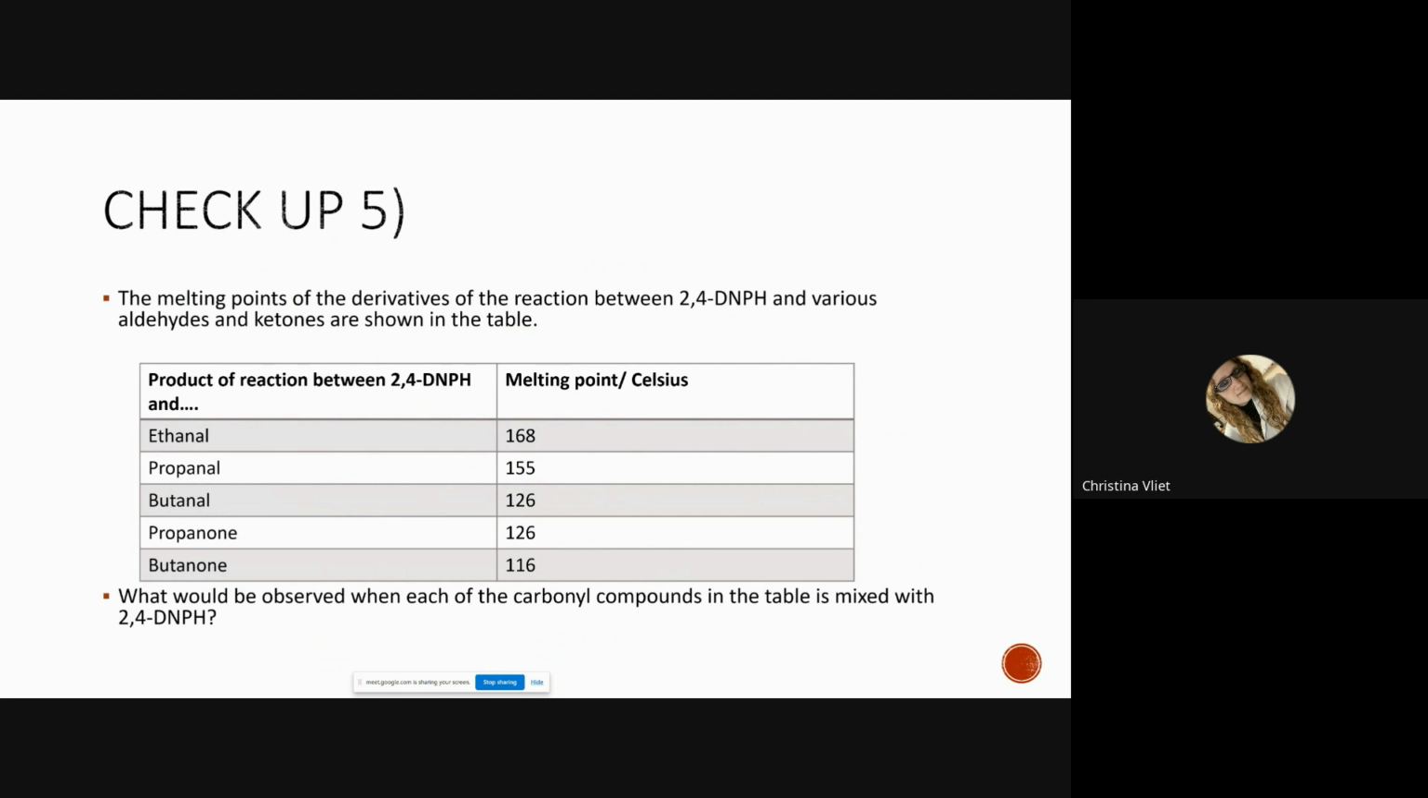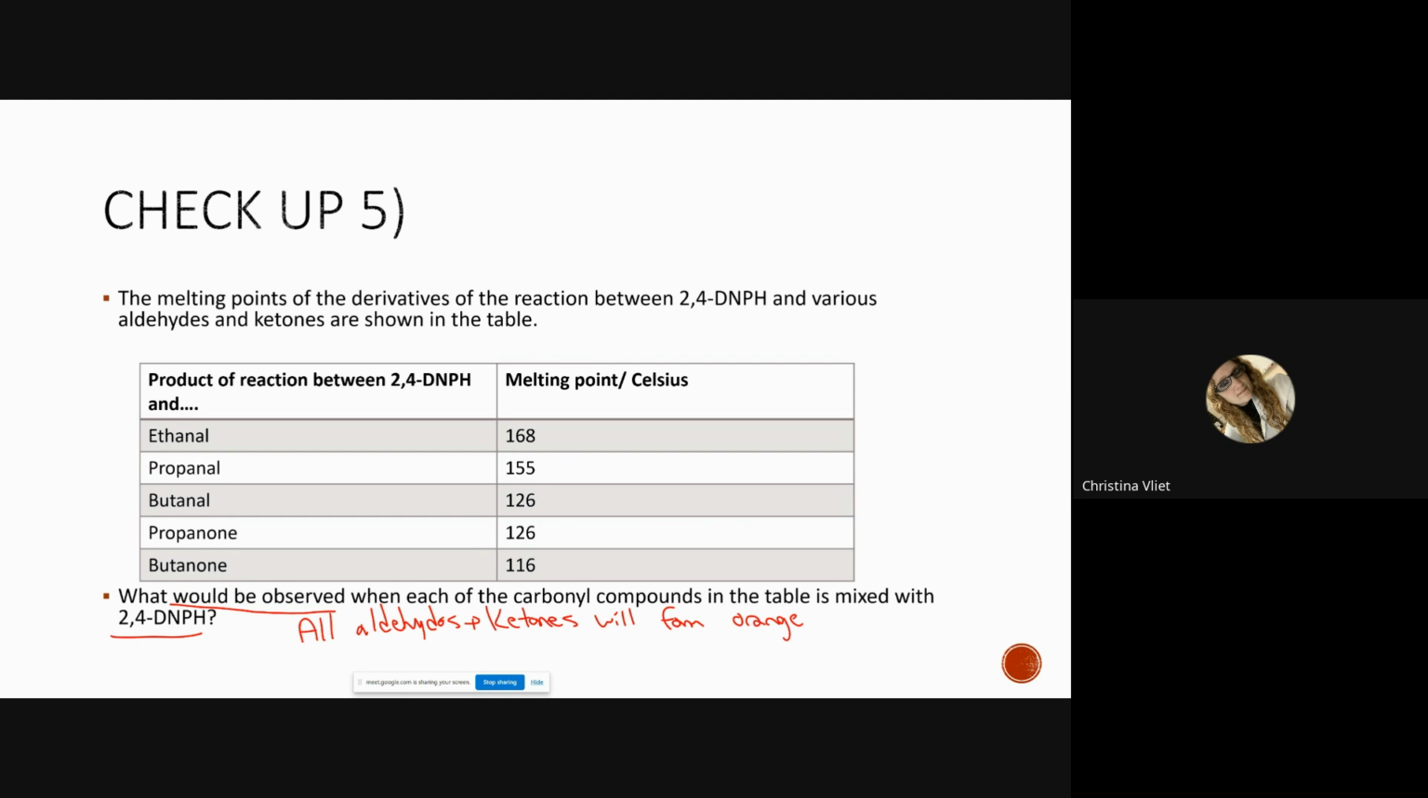No, but they're asking, what would you see for all of these with 2,4-DNPH? Go ahead. Yes. All aldehydes and ketones will turn orange. Will form an orange precipitate.